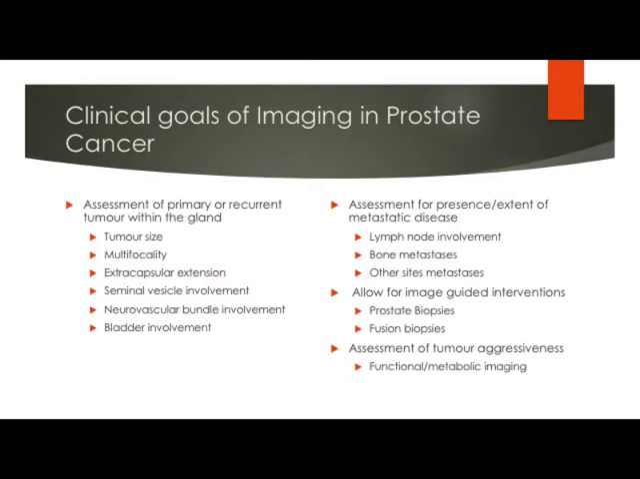So we've got to think, what's the goal of the imaging we're trying to look at? Are we aiming to look at the primary disease? Are we aiming to look at what's in the prostate, how big the tumour is, whether it's just one area or lots of different areas? Is there any extracapsular extension, seminal vesicle involvement, neurovascular bundle involvement if you're planning surgery, or any bladder involvement? So the question you've got to ask is, is there one imaging that fits all that will give you the answer to all of that, as well as look for evidence of metastatic disease, whether there's any lymph node involvement, bone metastases, or other sites of metastases?